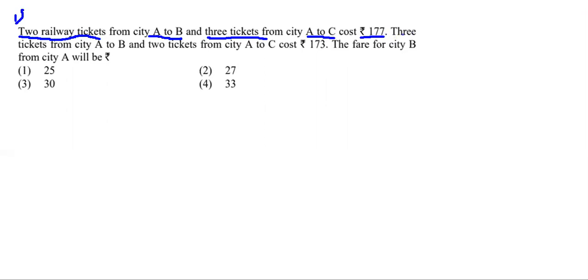Let's see the next statement. Next, we have three tickets from A to B and two tickets from A to C. This total cost is given to be 173. So actually, we are given two statements here, giving the cost. And the question they're asking is, the fare from city A to B will be how many rupees? This is our question, right?